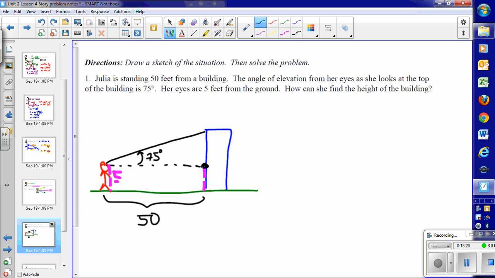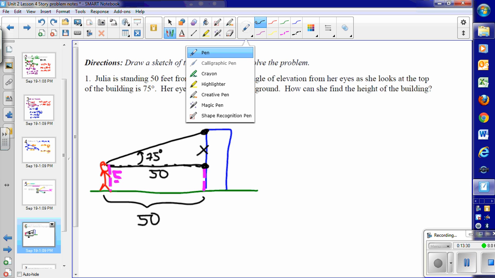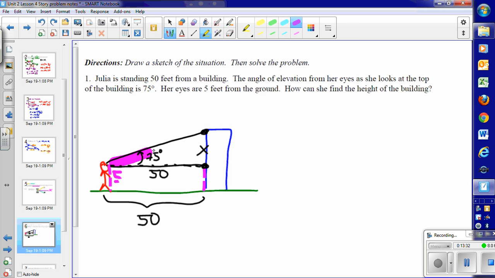First, let's figure out the distance from this black dot to this black dot. That distance, let's call that x. This dotted line that I just blackened in is also 50. So if you focus on the center part of the picture, right in here, this triangle is what we're going to focus on, okay?